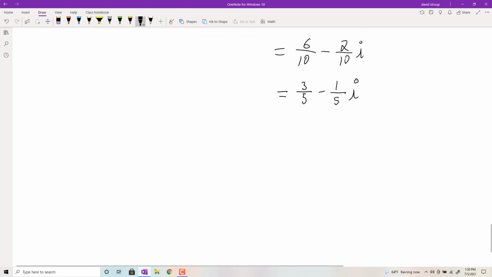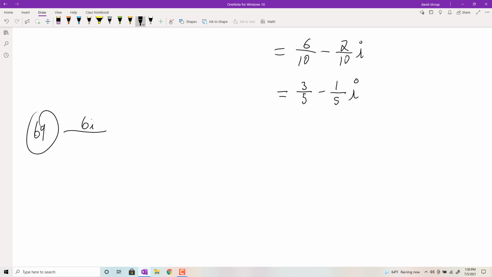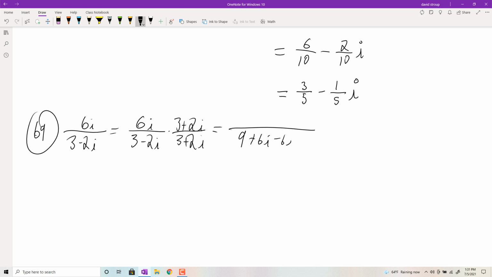Okay, let's look at another one. Here I have 6i all divided by 3 minus 2i. So I'm going to multiply top and bottom by the conjugate, 3 plus 2i. Down below I'm getting 9 first, outer plus 6i, inner minus 6i, and then last minus 4i squared. Up top I'm getting 18i plus 12i squared.